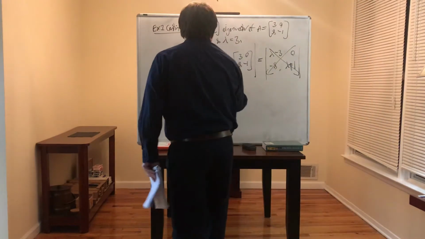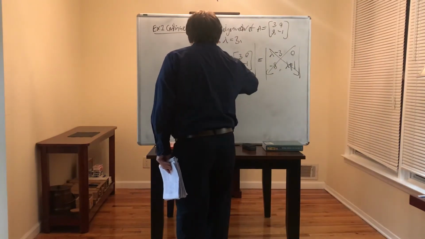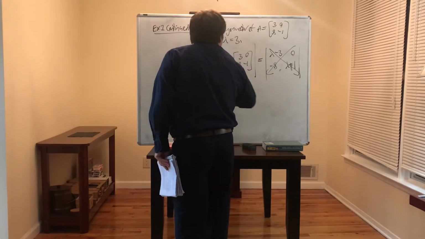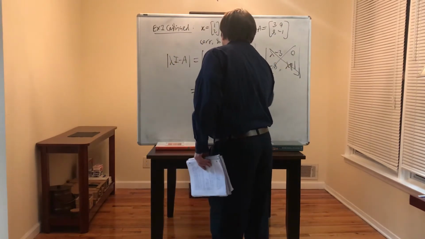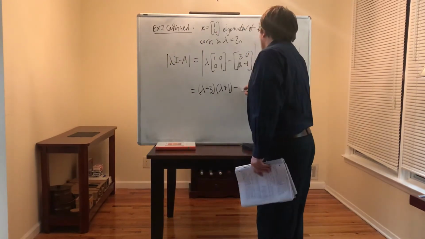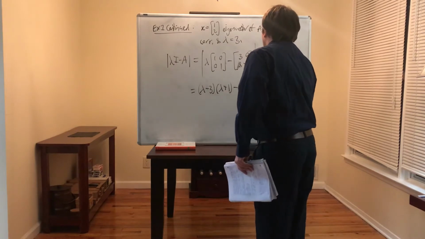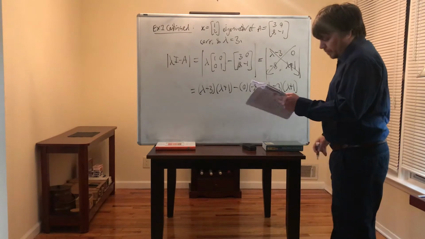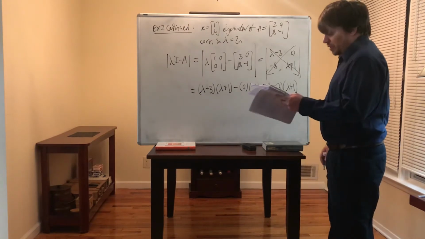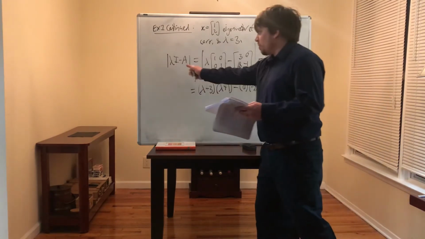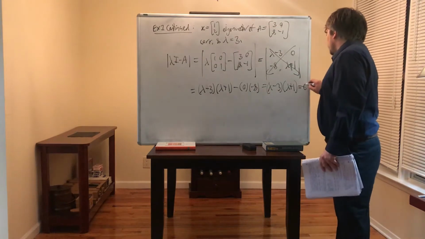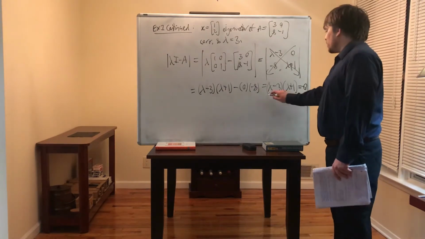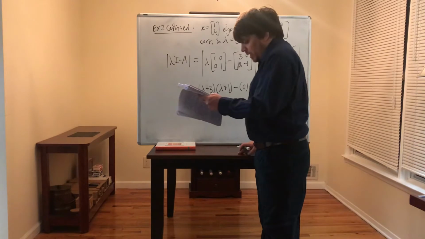That's the determinant of a 2 by 2 matrix, and you get lambda minus 3 times lambda plus 1, minus 0 times negative 8. That's equal to lambda minus 3 times lambda plus 1. And we know that the determinant of lambda I minus A equals 0. That's the characteristic equation, right? So this is our characteristic equation.